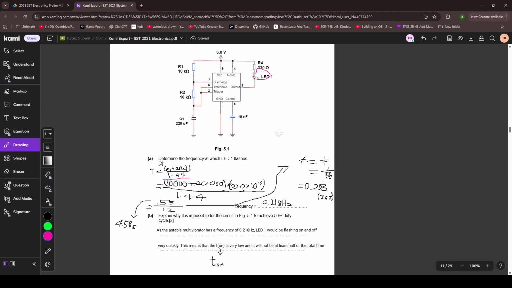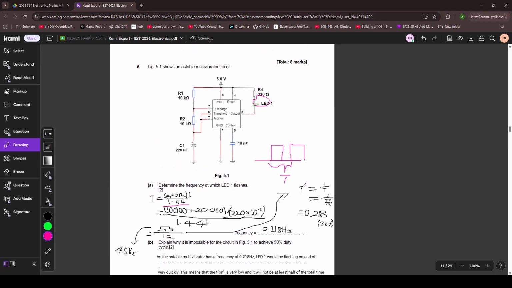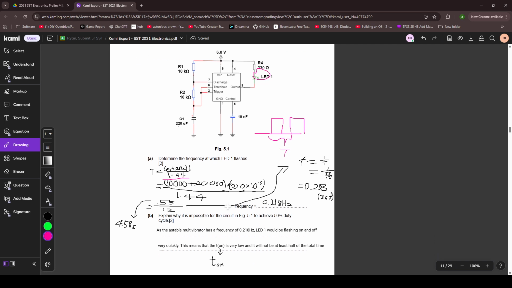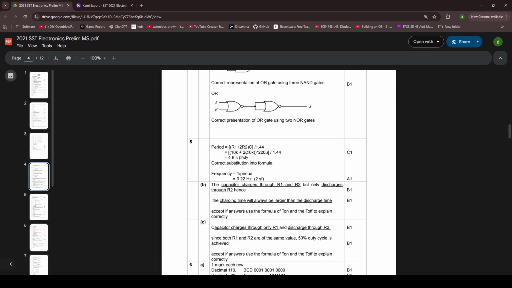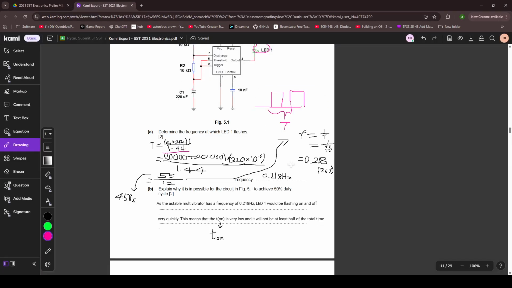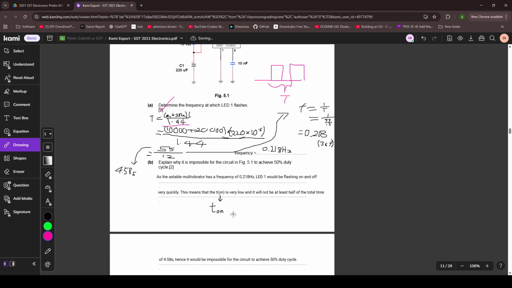So period is the length of time between each waveform. So this would be 1 period. Using this equation, we can find it. You just need to sub in values, and then we can find the period, which in this case is 4.58 seconds. Then we know frequency equals 1 divided by period. So you just plug it in, and you should get the answer. And if you've done it right, which you have, then you'll be right.